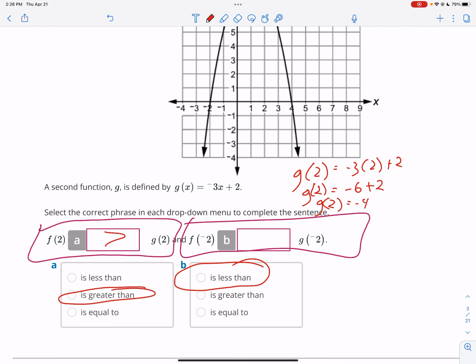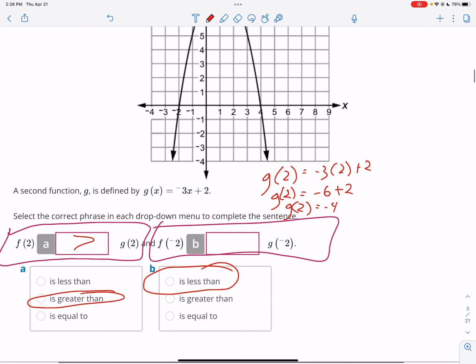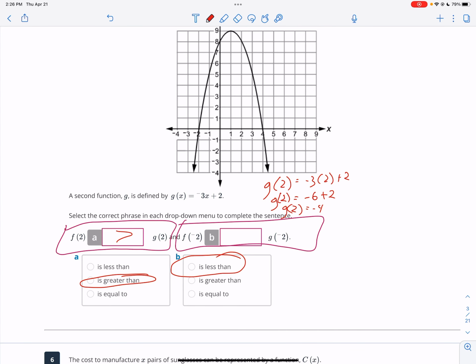So that's negative 4. All right. Oh, I accidentally got rid of my line. But imagine you didn't graph it. So g of 2 is negative 4. So we have the point when x equals 2, y equals negative 4.